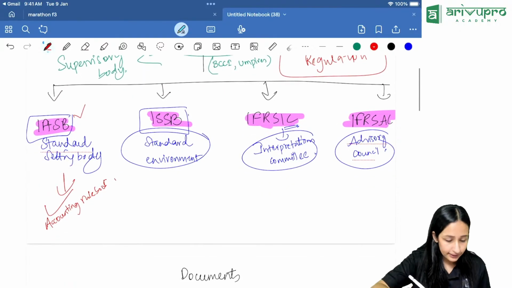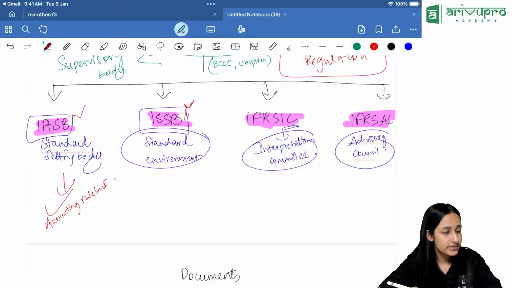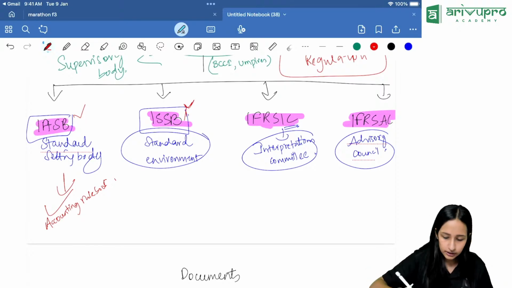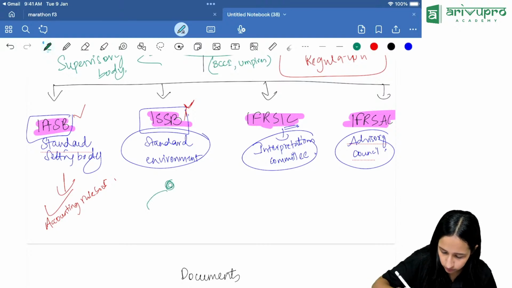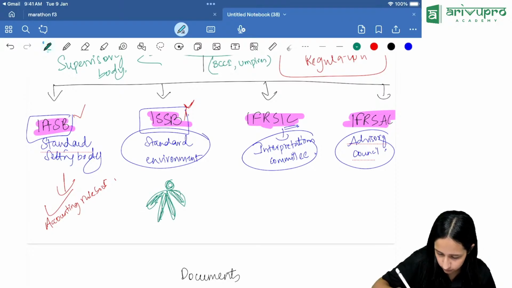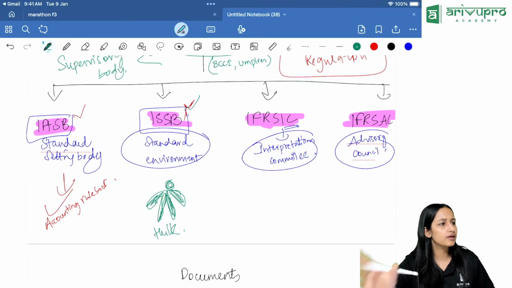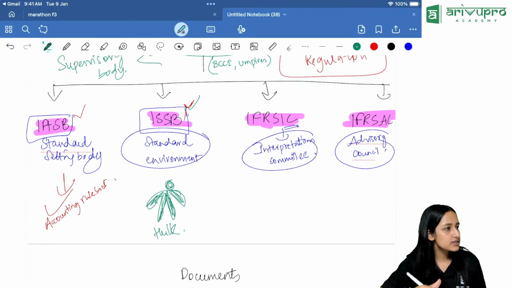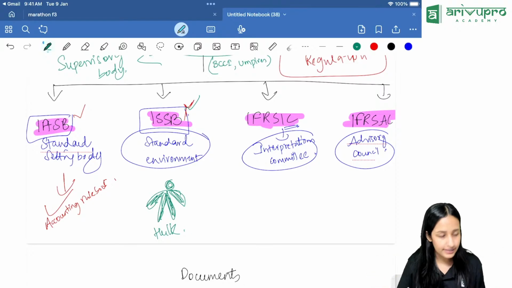Next, ISSB, like I said. This is something which also sets standards, but they deal with only environmental standards. There are very few, because like I said, it started recently. A green Hulk, you should always remember ISSB, because we are dealing with green. So this is the person who is an environmental watchdog, you can say. Got it? That is ISSB.